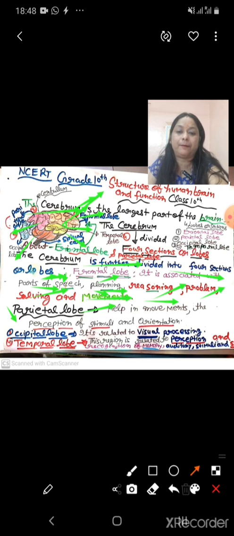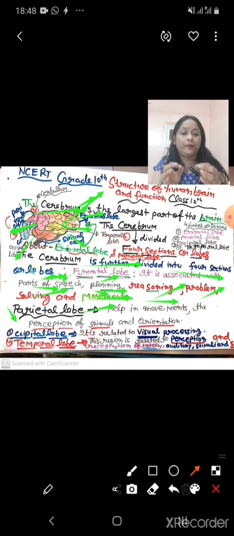This section is the parietal lobe. The parietal lobe sits just behind the frontal lobe. The frontal lobe sits behind the forehead, in the front portion of the human brain, and the parietal lobe is in the back portion of the human brain, just behind the frontal lobe. Now we will learn about the functions of the parietal lobe.